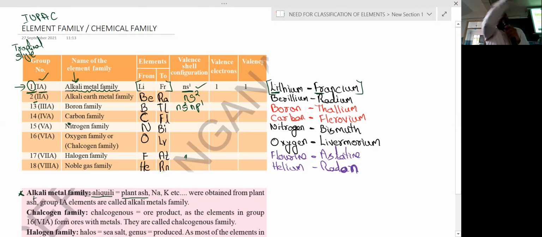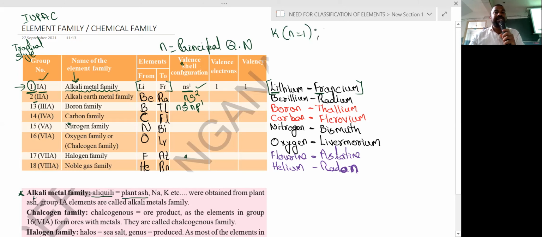After filling the s orbital only, we come to the p orbital. So now you can say, what is that n there? n is nothing but the principal quantum number. As you know, the first orbit is K, for that n is equal to 1. In the same way, the second orbit is L, n is equal to 2. The third orbit is M, n is equal to 3, and the fourth orbit is N, and n is equal to 4 there.